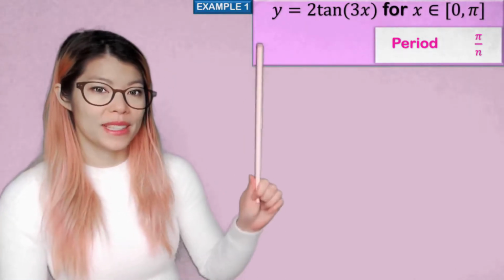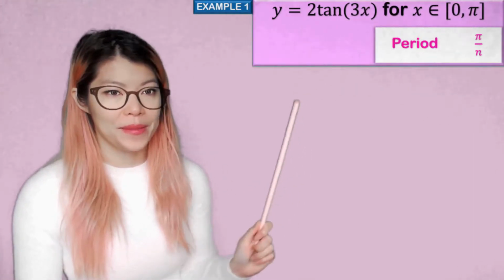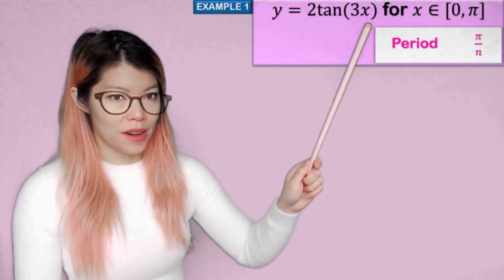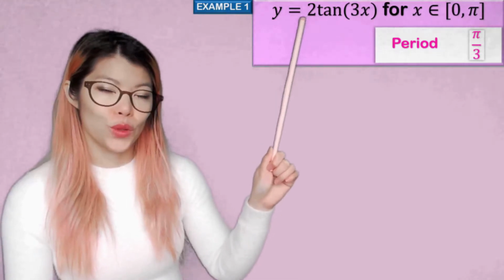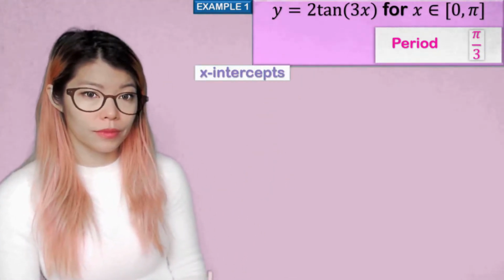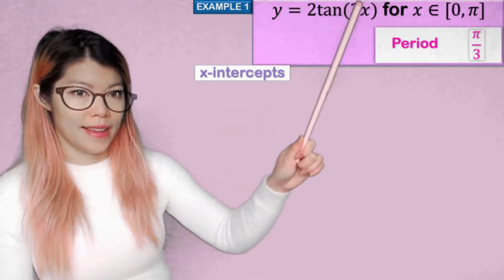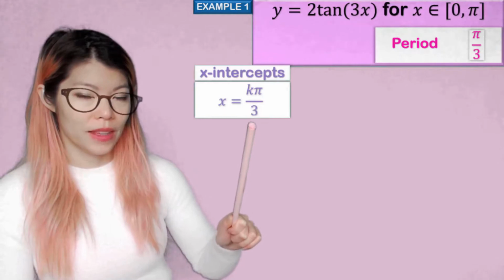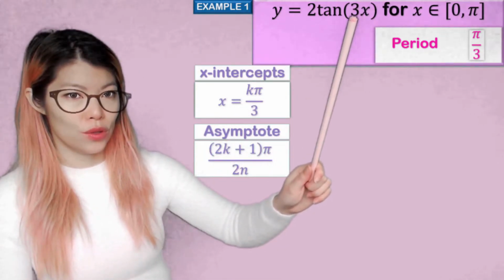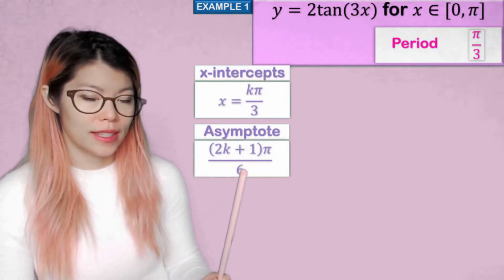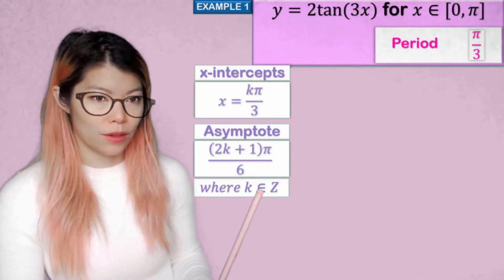Let's do an example. Example 1. y equals 2 tan 3x for x between 0 and pi. So the period is pi over 3. And we have a 2 there, which is a dilation. So let's look at the x-intercept, which was k pi over n, or in other words, k pi over 3. And the asymptotes, it was 2k plus 1 over 2n, and 2n is 2 times 3, which is 6. Now we always write k is an element of Z, or every integer.